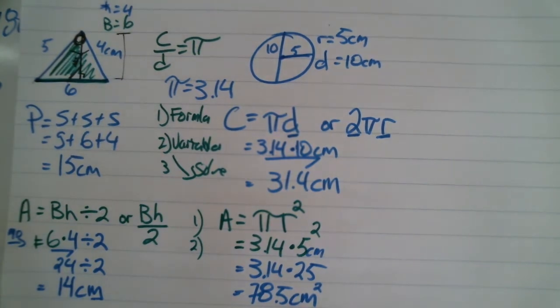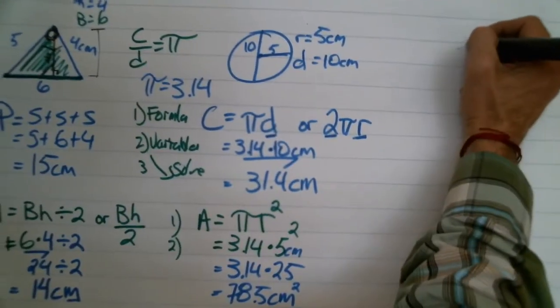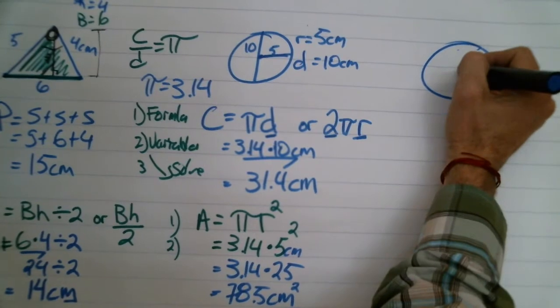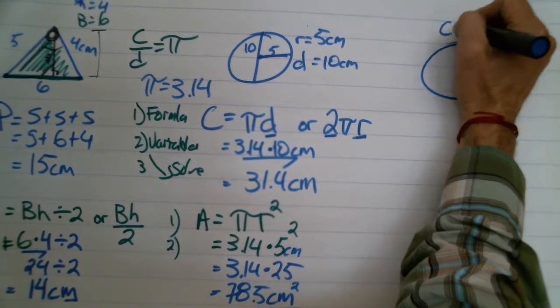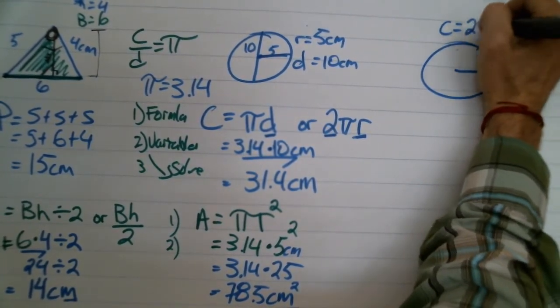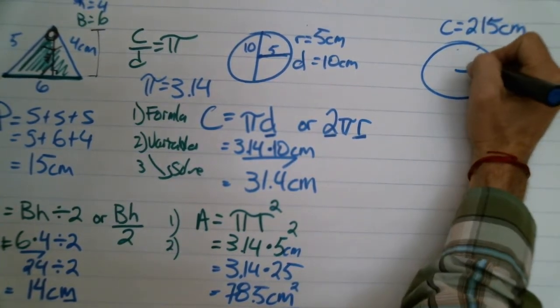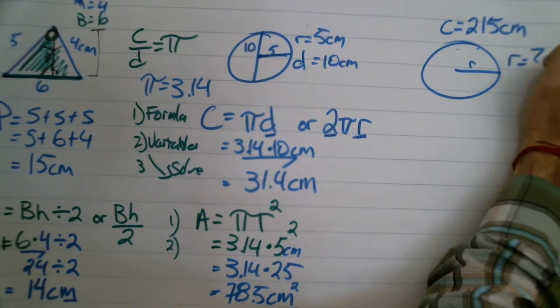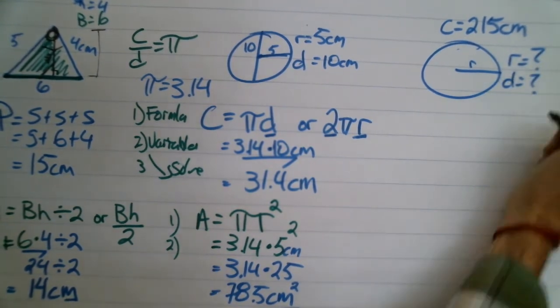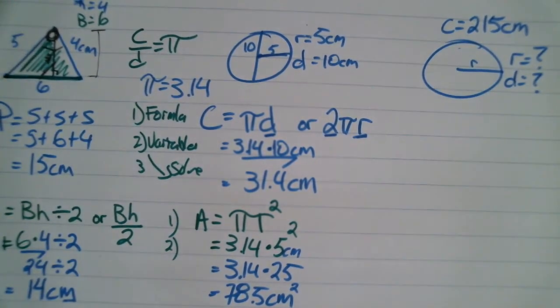Now, the hardest thing that you're going to be asked to do this week, sorry about kicking the camera, is when we give you the circumference equals 215 centimeters. And we're going to ask you to find the radius and the diameter. So we don't know what it is. Now we got a bit of a problem.